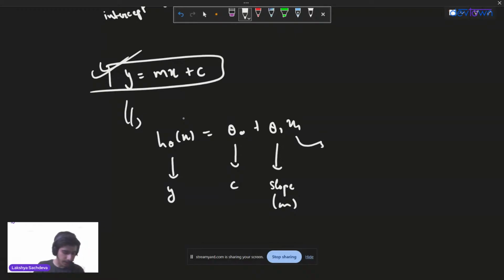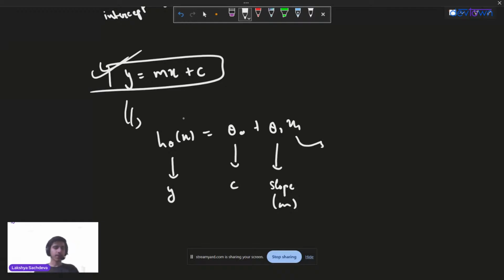Is this clear, guys? Quickly write clear in the chat if everything is clear. Great. So this much is clear.